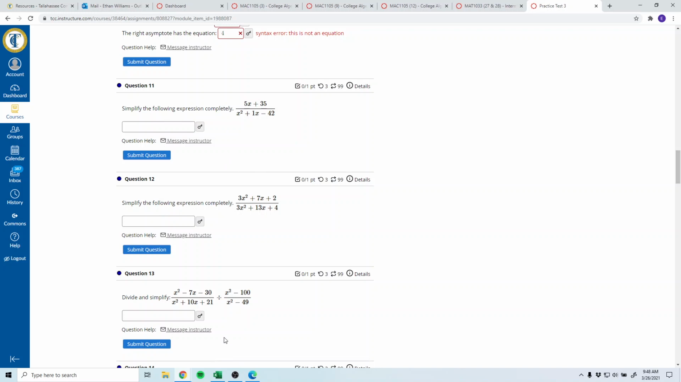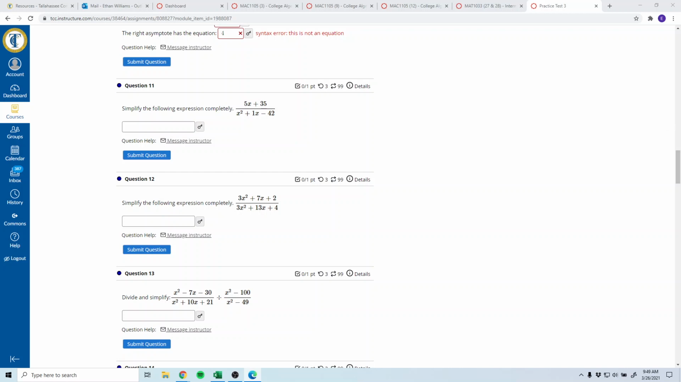Number 11, simplify the following expression completely. And we've got a fraction here. We have 5x. Let me write down simplify. We've got 5x plus 35 over x squared plus, it says 1x. You can write 1x or just write x if you prefer, minus 42.